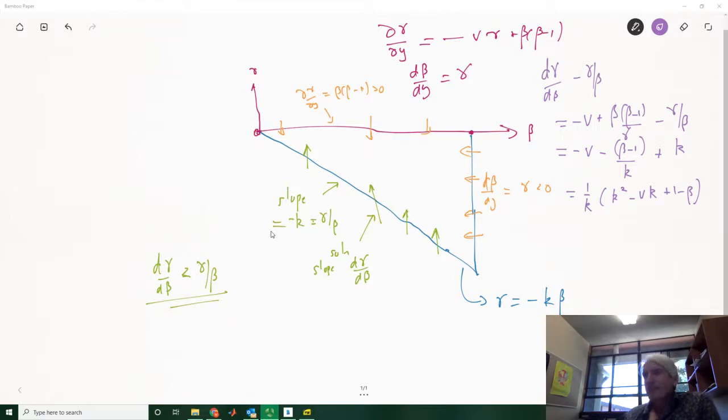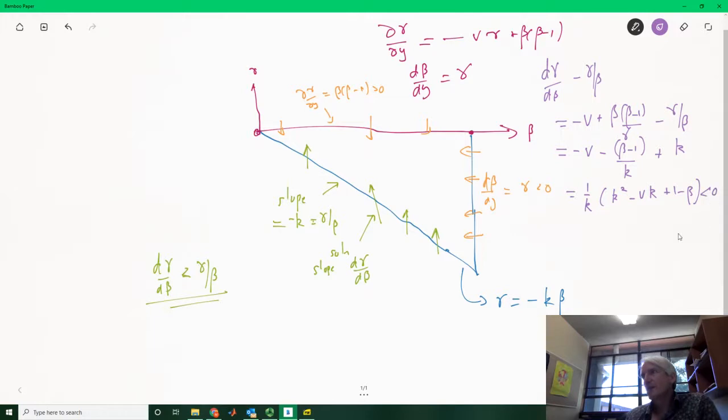So let's just go back to what we've actually done and maybe re-explain it. We want the slope of this thing to be always flowing in. So we need the slope of the flow to be more negative than the slope of the line. So we work out the difference between them. We need this difference to be negative, less than 0. So we need k squared minus vk plus 1 minus β to be less than 0. Now we know β is always positive, so we need just k squared minus vk plus 1 to be less than 0. And β goes from 1 down to 0.